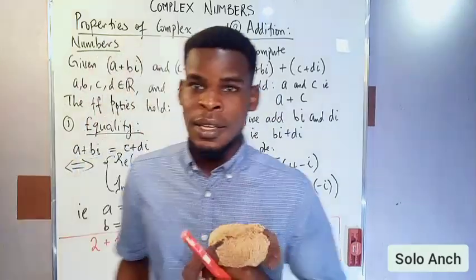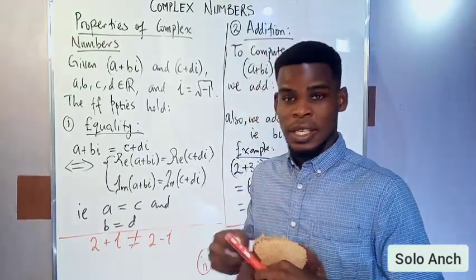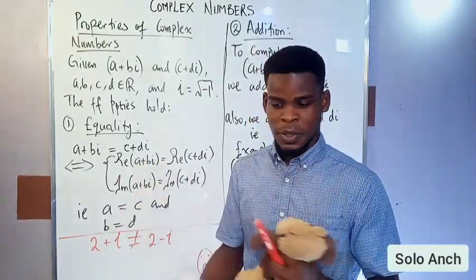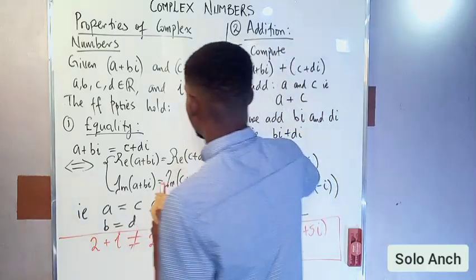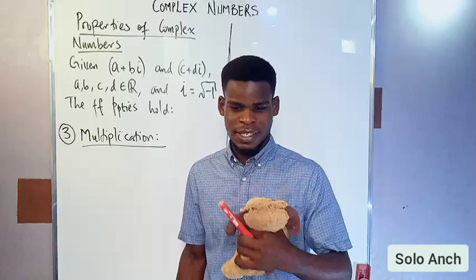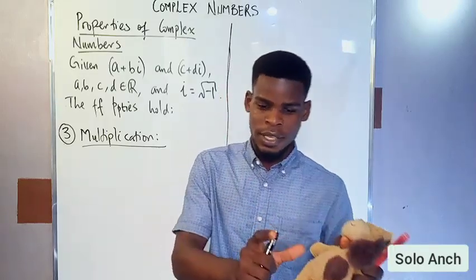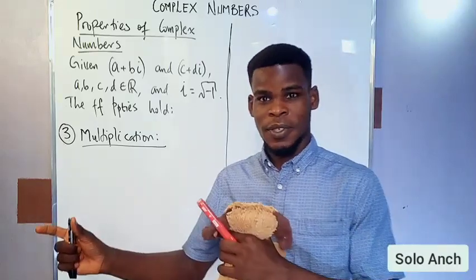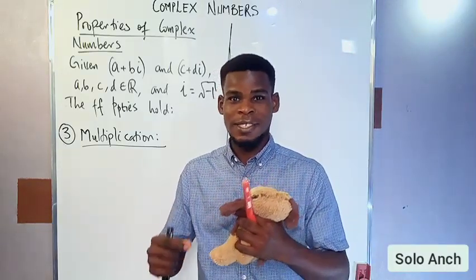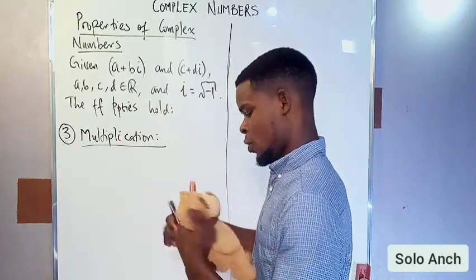Okay, let me clean this part so that we see how we can compute the product of two complex numbers. Taking the product of two complex numbers is not going to be as straightforward as the addition and subtraction, where we just add the real part of this one to the real part of that. In this case, it's not going to be multiplying the real part of this to that.